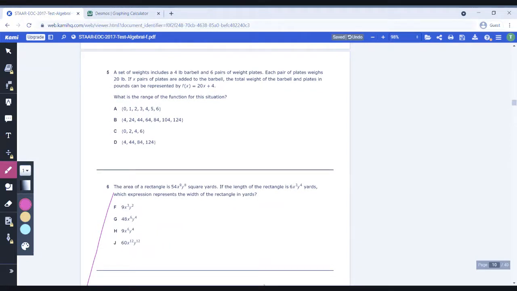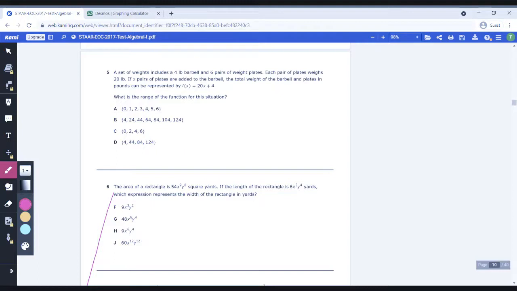A set of weights includes a 4-pound barbell and 6 pairs of weight plates. Each pair of plates weighs 20 pounds. If x pairs of weights are added to the barbell, the total weight of the barbell and plates in pounds can be represented by f of x equals 20x plus 4. What is the range for this situation? So let's read the question carefully. It's asking what the range of the function is in this situation.